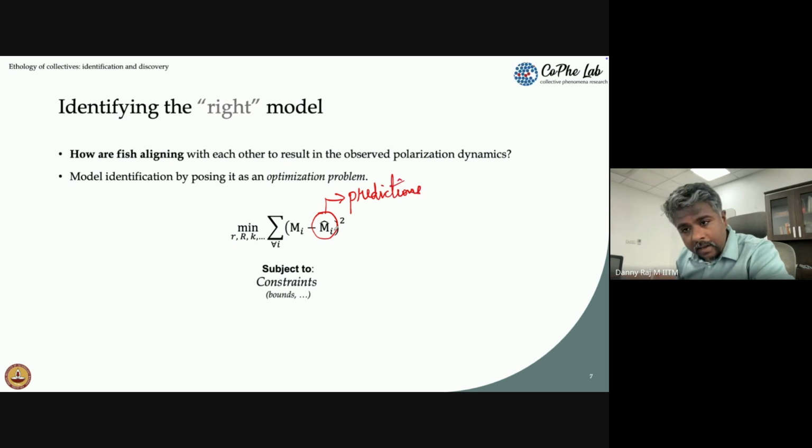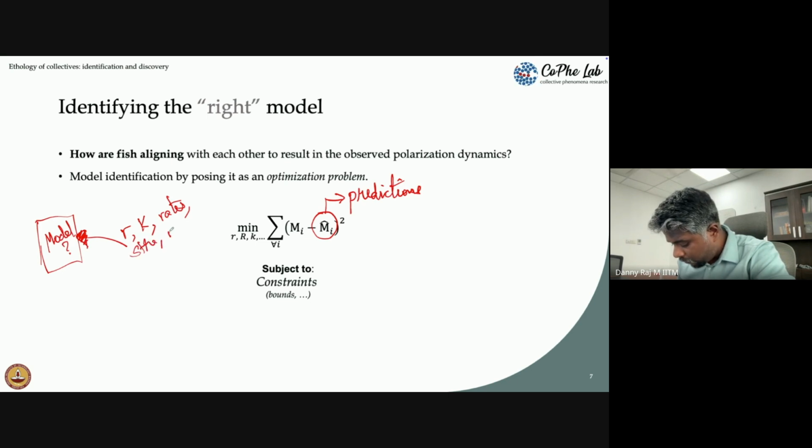What is M? M is the order parameter. So you have a model, and you're trying to find what this model is. How do you characterize the model? We saw yesterday how the model was. Typically, you need to tell what is the radius in which it's interacting, or if it's a topological neighborhood, you have to say how many neighbors it's interacting with. Then you may want to specify the rates of interaction, the strength of interaction, the network topology, all of this.